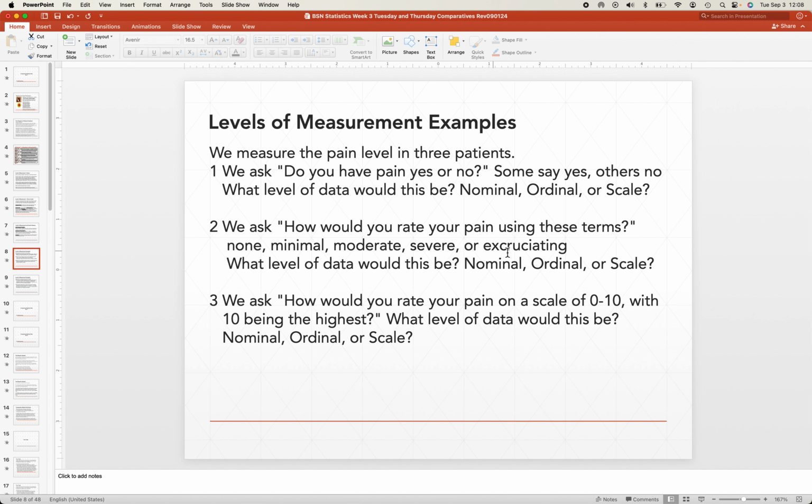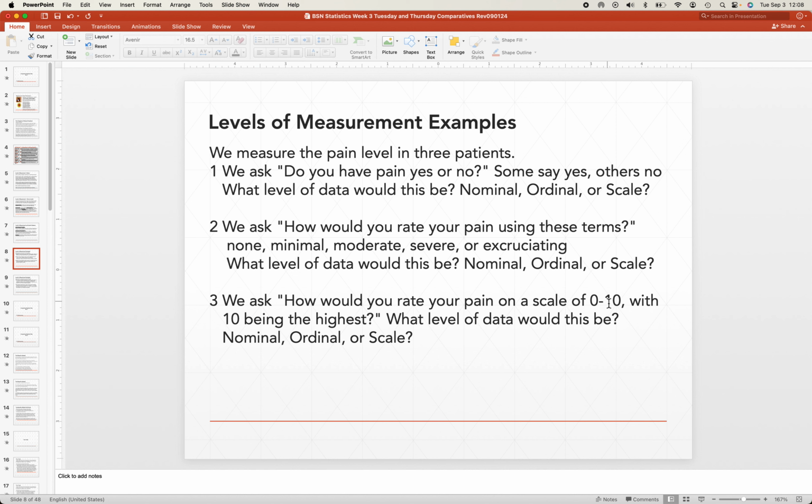If we ask a patient to rate their pain using these terms, none, minimal, moderate, severe, or excruciating pain, what level of data would this be? Nominal, ordinal, or scale? It's ordinal data because we're using words that have varying amounts of the variable pain. Finally, we ask a patient, how would you rate your pain on a scale of 0 to 10, with 10 being the highest? What level of data would this be? Nominal, ordinal, or scale? It's scale data because we're using a number.